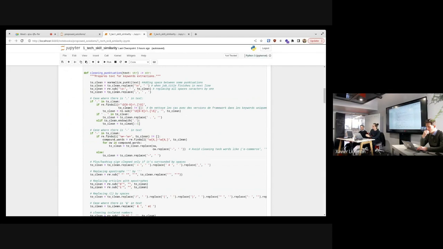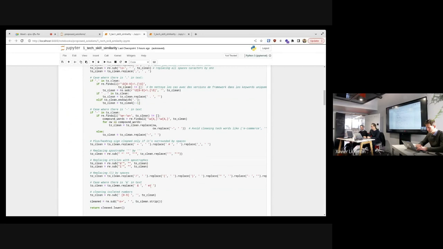Because sometimes you would like to replace a hashtag by something, or just remove the hash symbol. Sometimes you want to remove the hashtag completely. Some characters, for example, here the ampersand is replaced by a word. There are some specific treatments that have to be done. So we ended up writing a lot of custom treatments here, which is not really appropriate for this problem, but we just copy pasted it because it doesn't really matter.